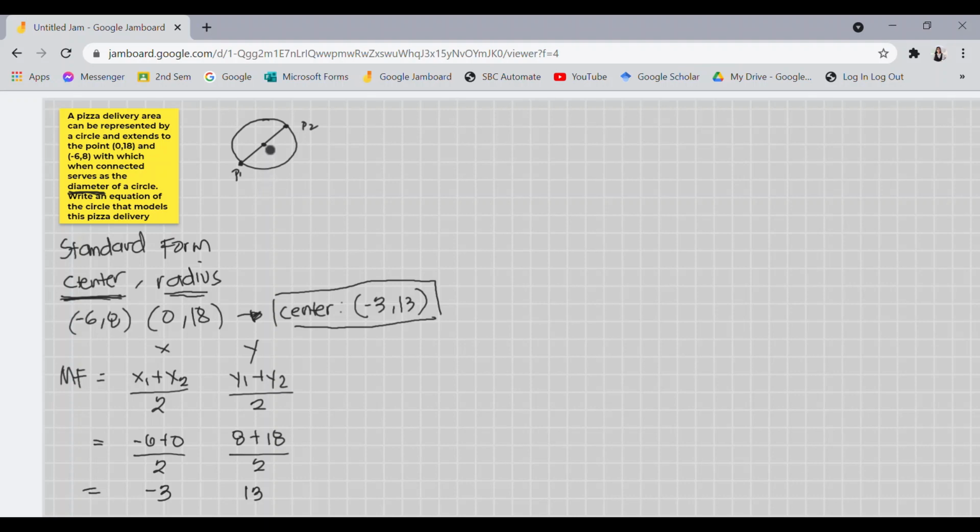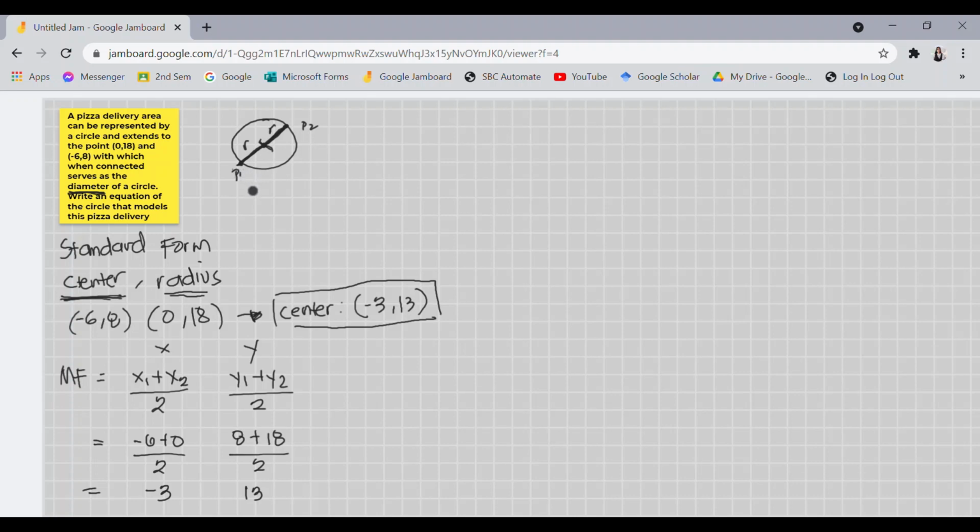We all know that the radius is from the center going to any point. So this is a radius. This is also a radius. So we have 2 options to get the length of your radius. Either you get the length of the diameter and then divide it by 2, or you get the distance or the length from the center going to any point. That is also the radius.